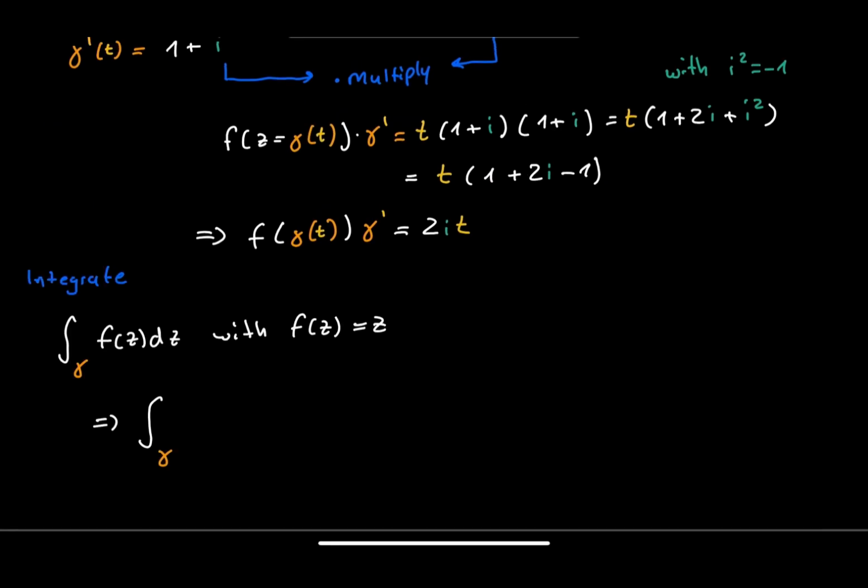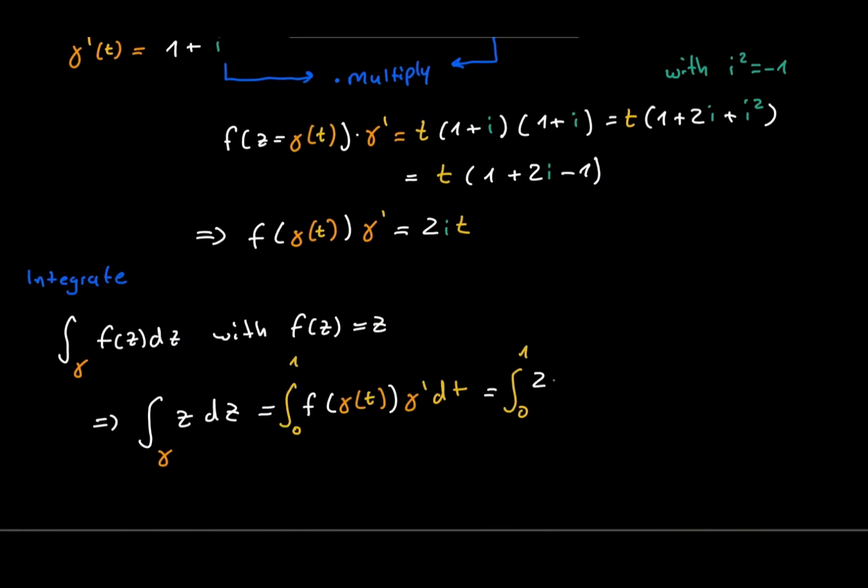Now we integrate. The integral of 2i times t from 0 to 1 is i. So the result is the complex number i. This example shows the full method. We parametrize the curve, compute the derivative, plug everything in, multiply, and integrate.